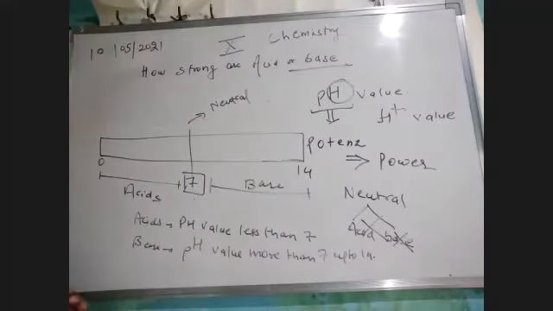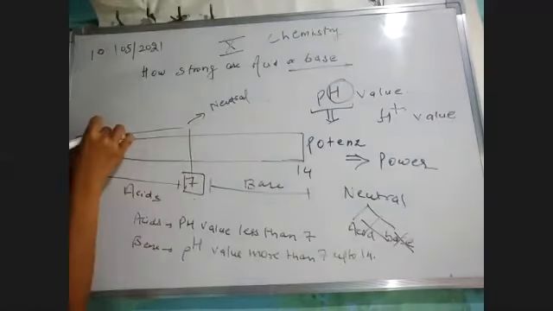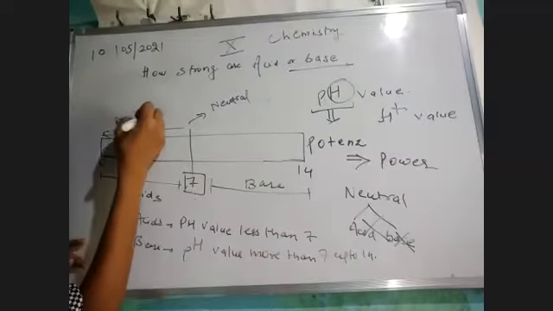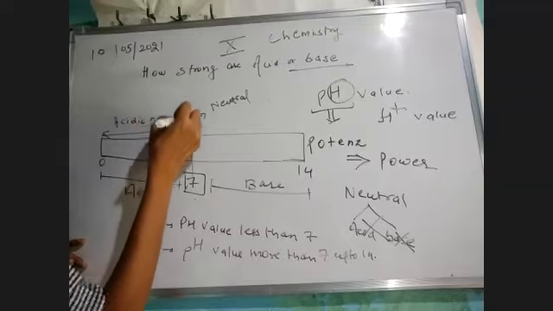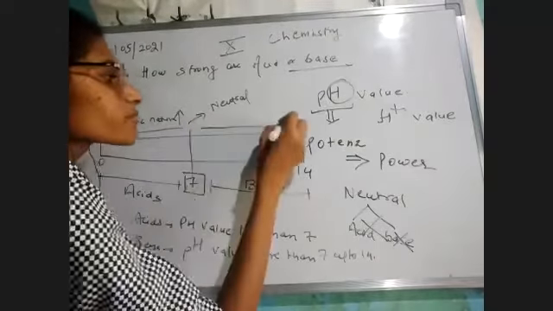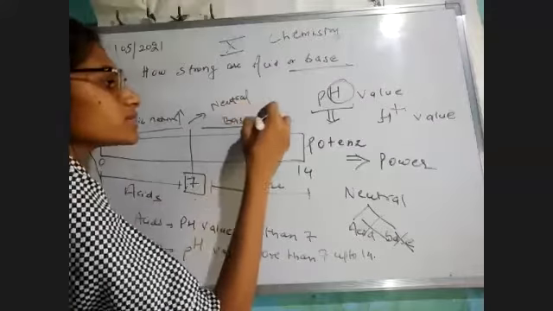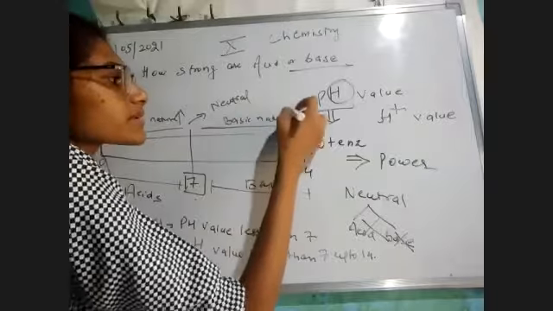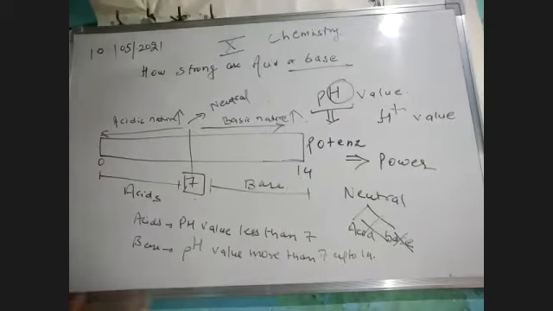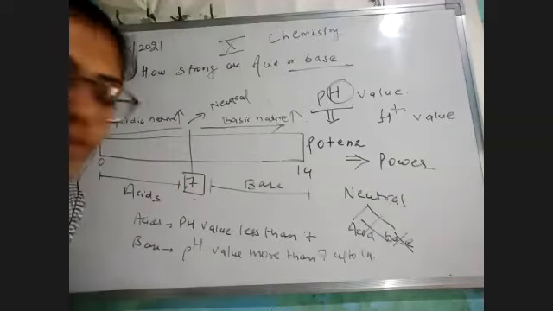Okay, now whenever we are going to move from 0 to 7, we have the same concept: our acidic nature keeps on increasing. And if I'm talking about bases, if we are having values from 7 to 14, we can say the basic nature is increasing. Understand this point: from 7 to 0, the acidic nature is increased.